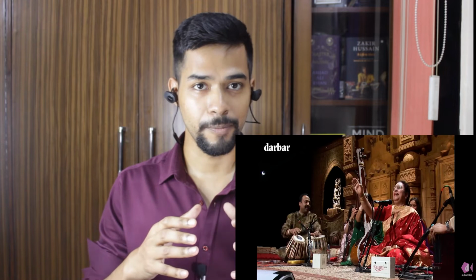So if you hear the tabla, first of all, the tabla is tuned on the tonic. Sa. So the tabla is going on something like this. This is a 16 beat cycle.